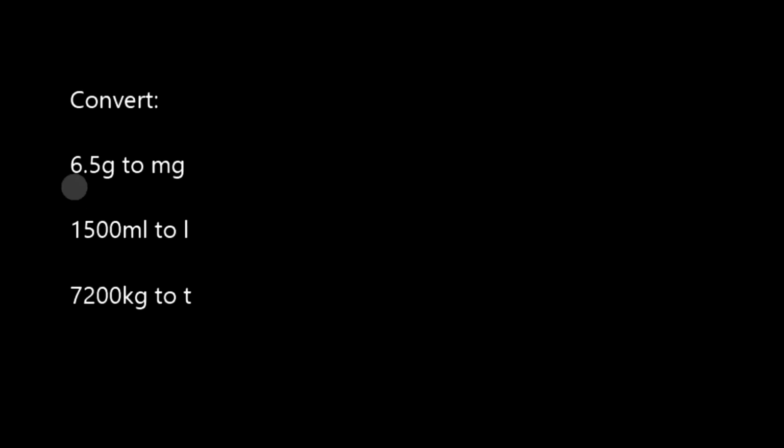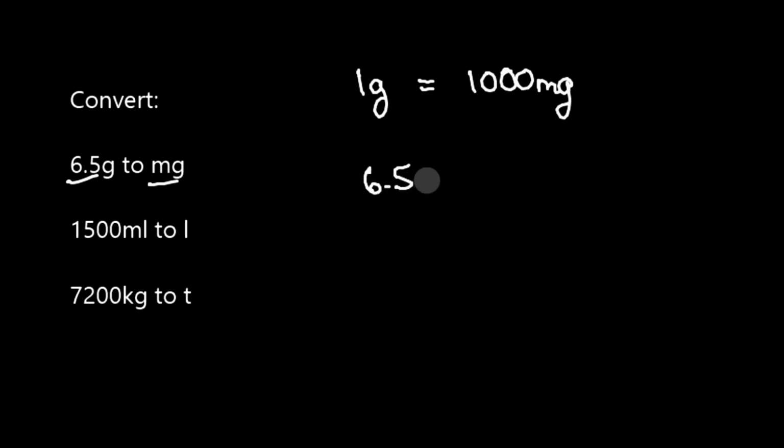Okay, now let's do these questions. So 6.5 grams to milligrams. We know that 1 gram is equal to 1,000 milligrams. By the way, feel free to do this on your own. So all we have to do is times 6.5 grams by 1,000, which is equal to 6,500 milligrams.